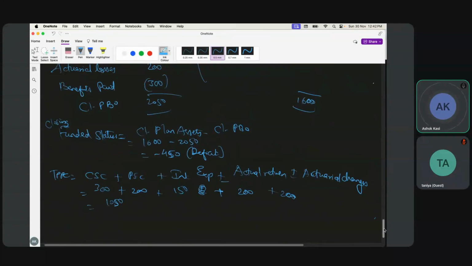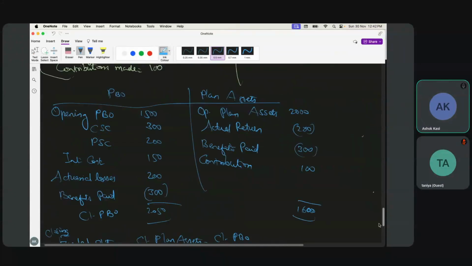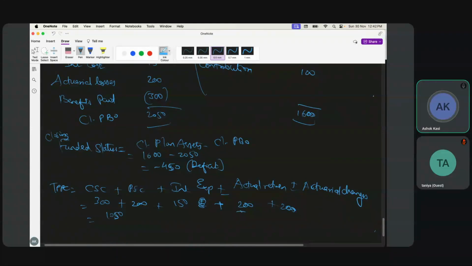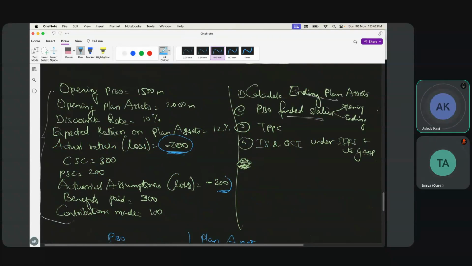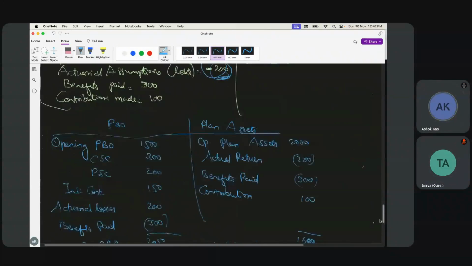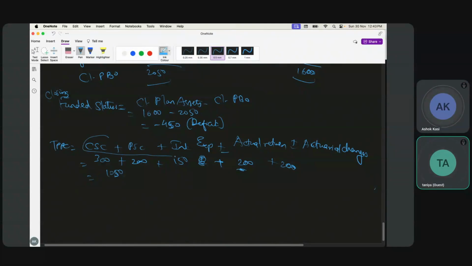Because see, actual return is in negatives. That means it's a cost. So I'm adding it along with the cost. Actual return, then actuarial changes is also negative. Both are minus. You understood why I'm adding? Because the rest are all costs. And these two are in negative numbers. It's a loss. So that also I'm adding with the cost. Okay.